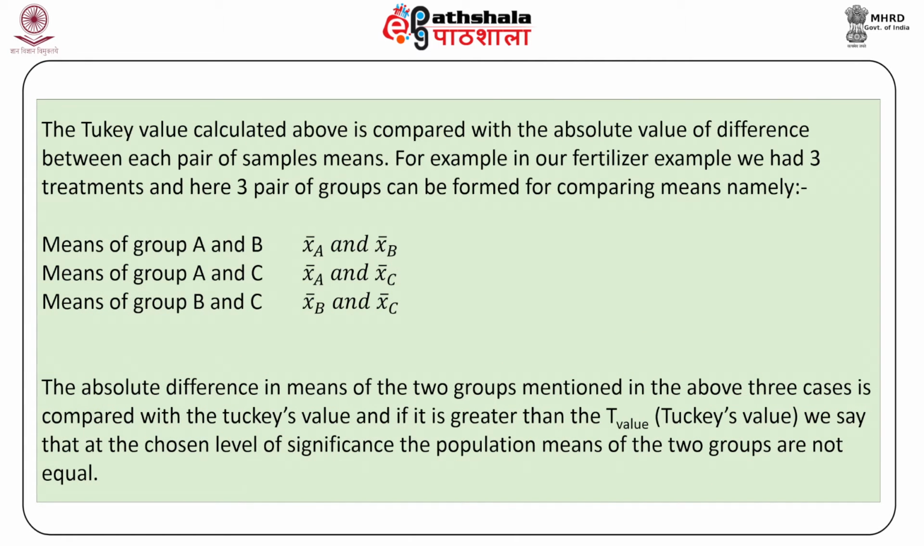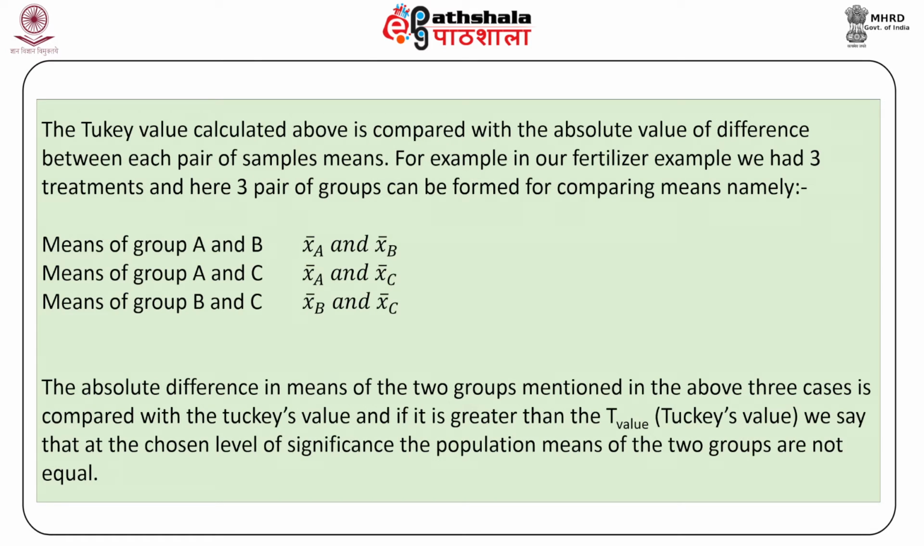The Tukey value calculated above, with the help of the above formula, is compared with the absolute value of the difference between each pair of sample means. For example, in our fertilizer case, we had 3 treatments, and here 3 pairs of groups can be formed for comparing means, namely the means of group A and B, which is X_A bar and X_B bar. Then the second is the means of group A and C, which is X_A bar and X_C bar, and the third is the means of group B and C, which is X_B bar and X_C bar.